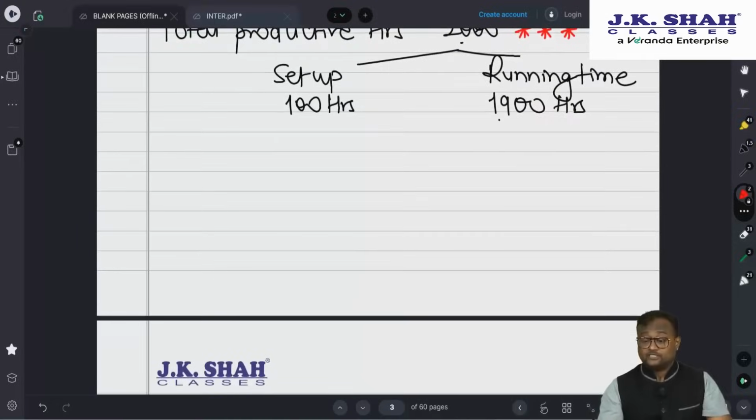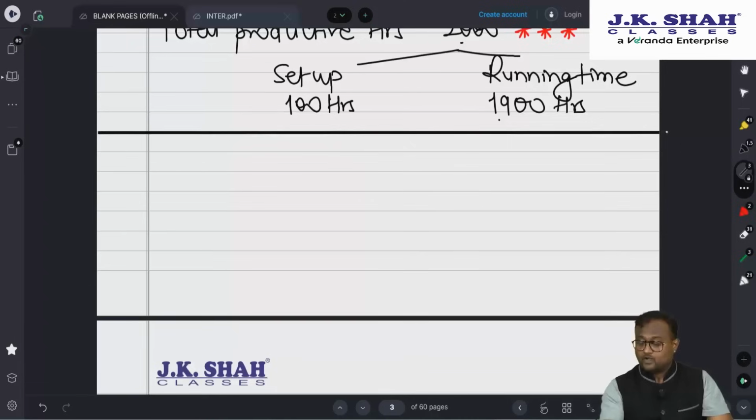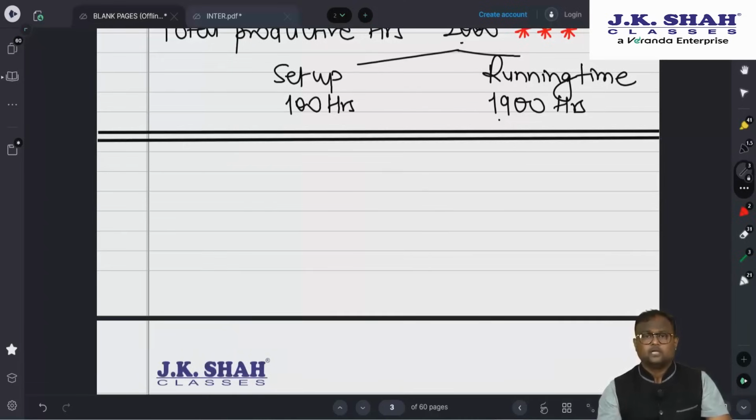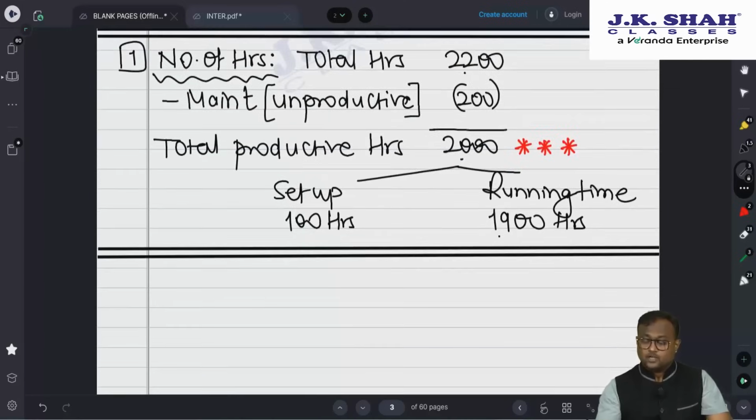And if there are 2 phases, there will be 3 types of cost structures involved: one for setup, one for running, and one fixed cost structure which doesn't get affected by any of the phases. So that was my working note 1, which talks about hours breakup, and I have realized that a 2-tier machine hour rate is to be applied.